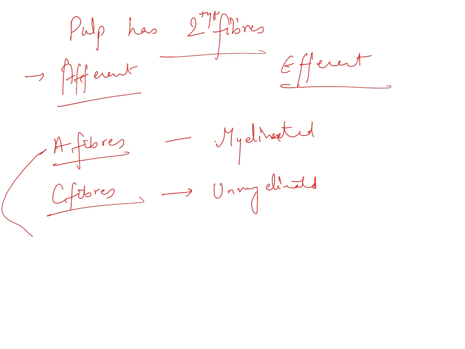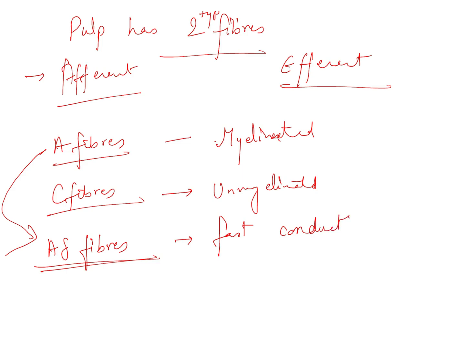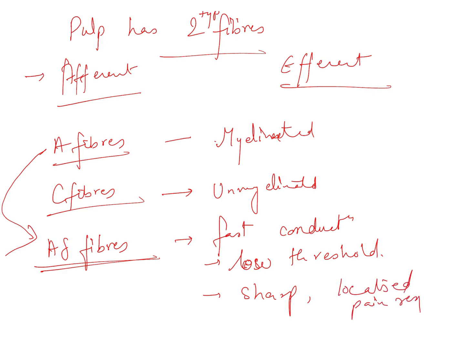Now A fibers, these are A delta fibers basically. These are there in the pulp. And important characteristics of A delta fibers: fast conduction of pain, and they have a low threshold response. They transmit a sharp, localized pain response associated with A delta fibers, and respond to cold stimulation. So these are the important things for A delta fibers.